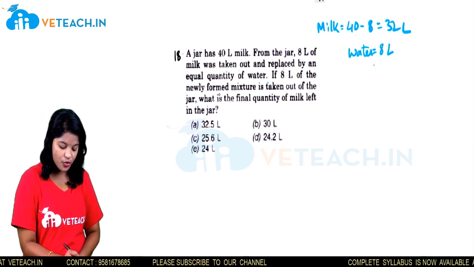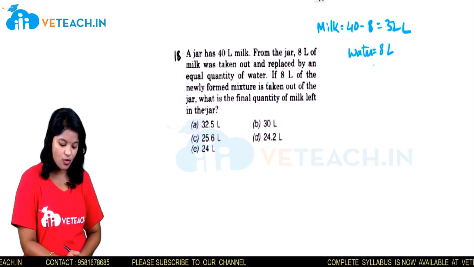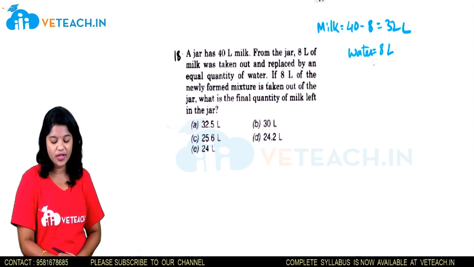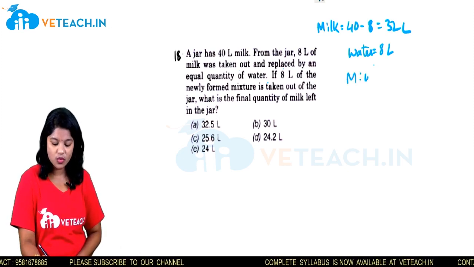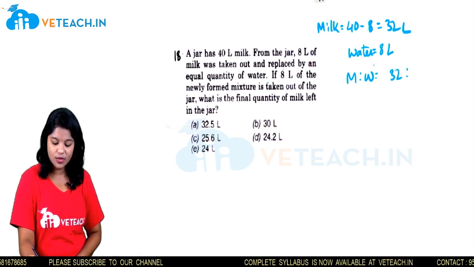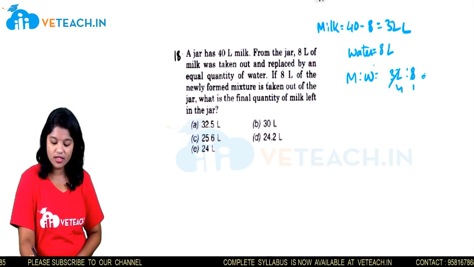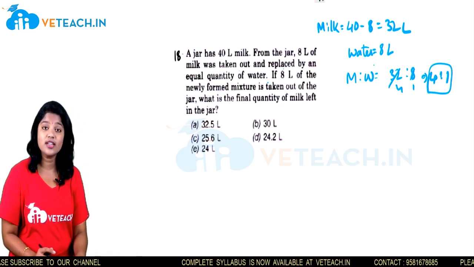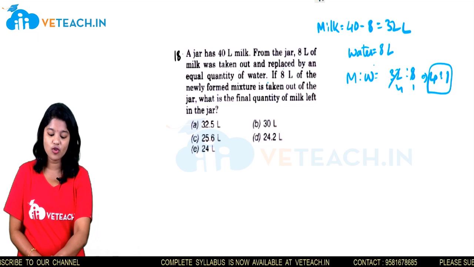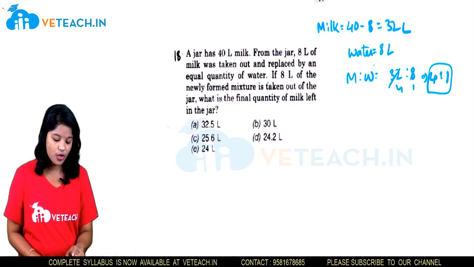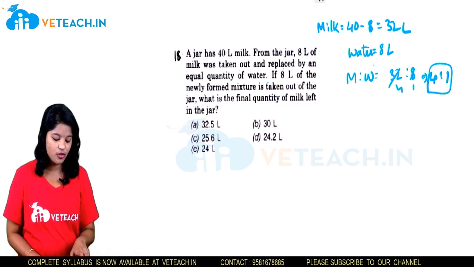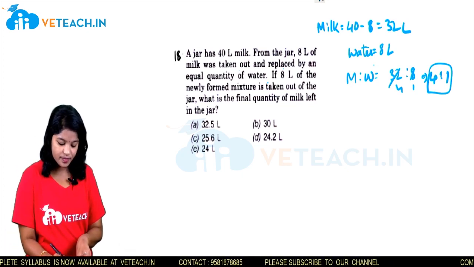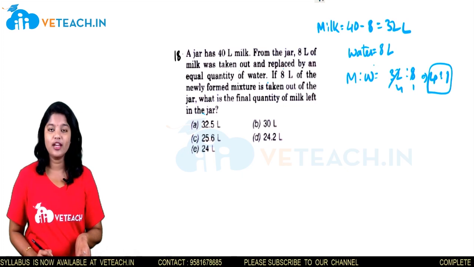If 8 liters of the newly formed mixture is taken out from the jar, what is the final quantity of milk left in the jar? So first let us find out the milk to water ratio, that is 32 is to 8, that is nothing but 4 is to 1. Now this 4:1 is the newly formed mixture's ratio of milk and water. So from the newly formed mixture, 8 liters is taken out of the jar. And what is the final quantity of milk left?